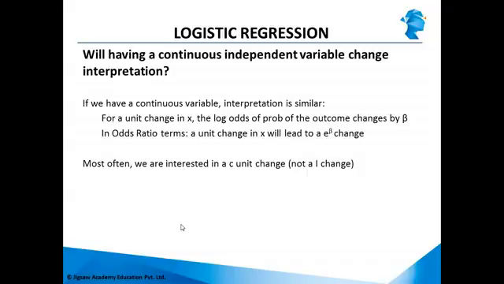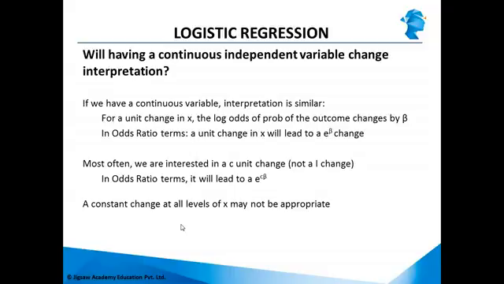Now most often we are not interested in unit changes, we are typically interested in a c unit change. So then it will simply become e to the power c beta change in the odds ratio. So instead of looking at a change in my income from $1 to $2, you will say, what happens if my income goes up by $10,000? Then it will be e raised to the power c beta.